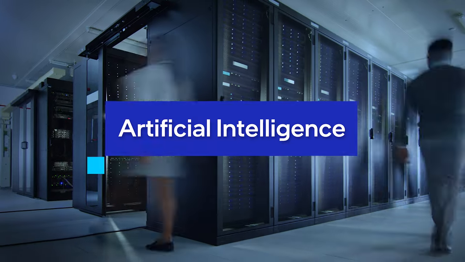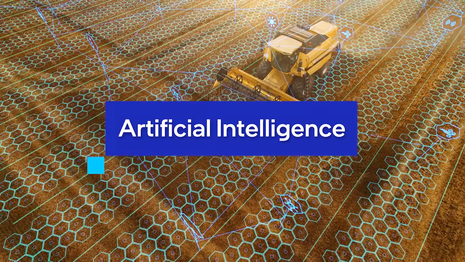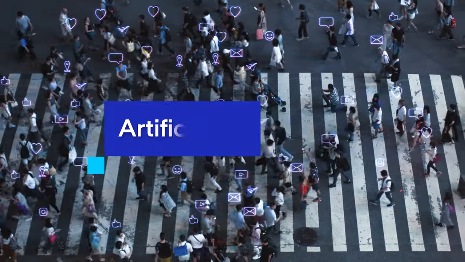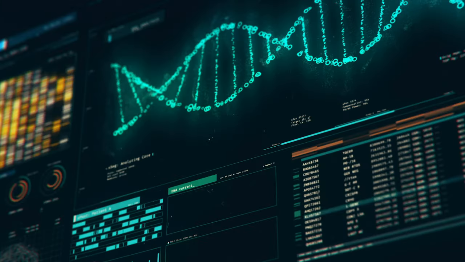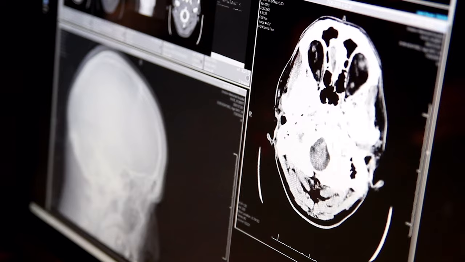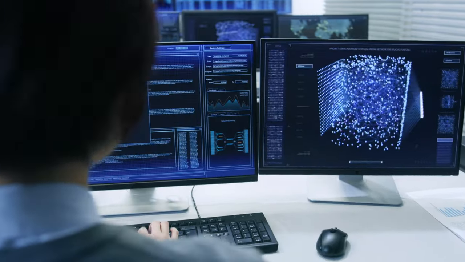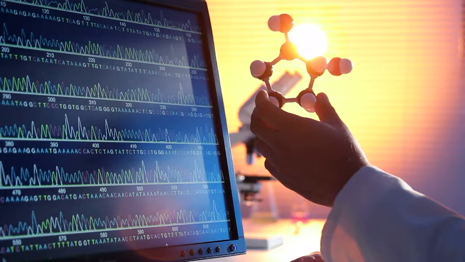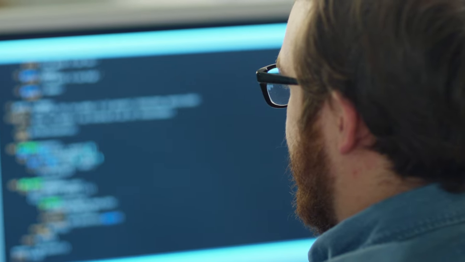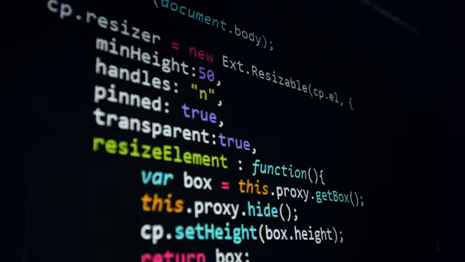Artificial intelligence. Enabling the full potential of this transformative technology requires more than advances in hardware architectures. Software is now one of the most critical factors of an AI solution, unlocking the power of the AI architecture so developers can bring their next generation ideas to life.